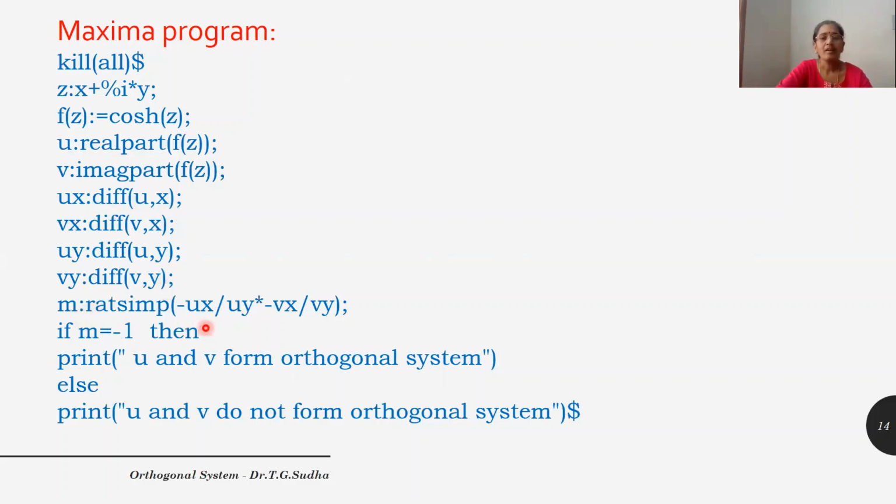M is nothing but m1 into m2, that is minus ux by uy into minus vx by vy. Here once again we need simplification, so let us use ratsimp. Because Maxima doesn't simplify by default, so we need to use commands like ratsimp, radcan, etc. So if m is equal to minus 1, then the two curves, that is u and v, form an orthogonal system. Suppose m is not equal to minus 1, then u and v do not form the orthogonal system. Let us go to the Maxima window now.